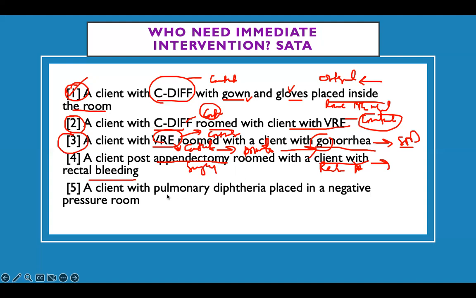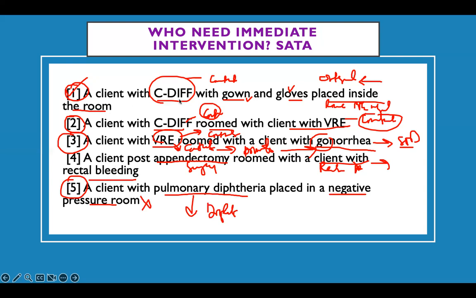A client with pulmonary diphtheria placed in a negative pressure room. What is the precaution for this? It's droplet. Does droplet need a negative pressure room? No. So we don't need a negative pressure room. Therefore, we need to intervene with this patient.